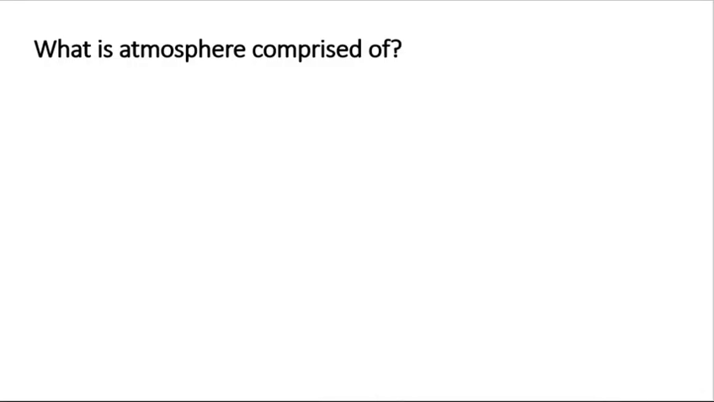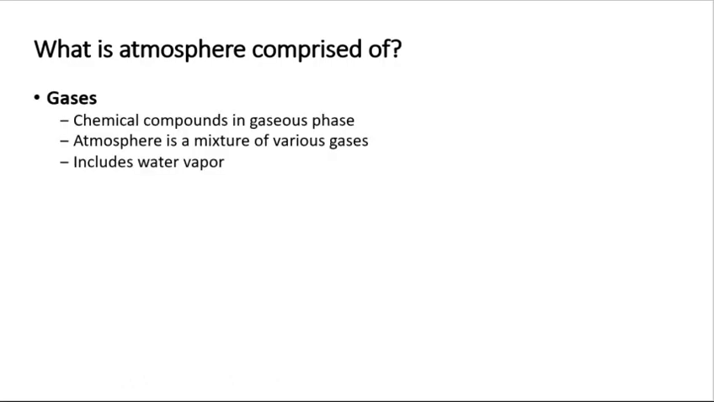Atmospheric composition. We now turn attention to what the atmosphere is comprised of and in what percentages. First, it is important to understand that the atmosphere is a mixture of gases of different chemical compounds. That is, there is not a specific chemical species that is air, but instead air is a mixture of gaseous species. Among these are water vapor, or water in the gaseous phase.